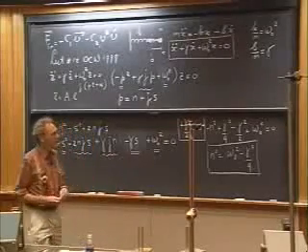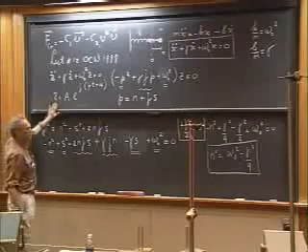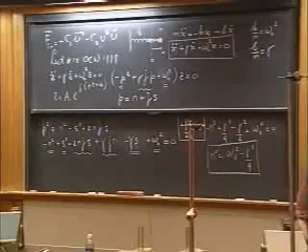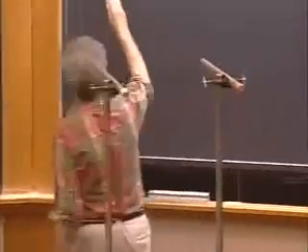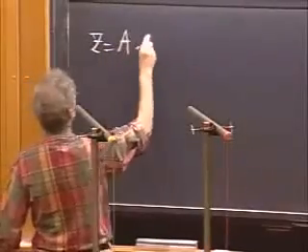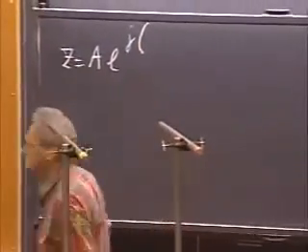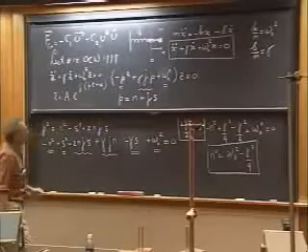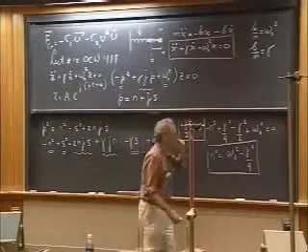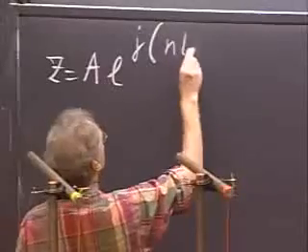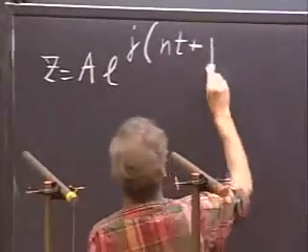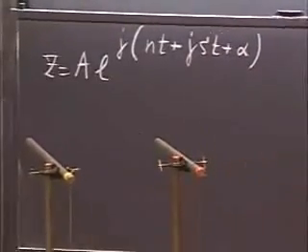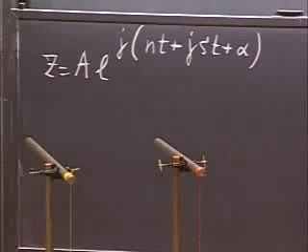And so now I can go back to my trial function, and I can substitute the values that we have found in that complex function. So we get z equals a times e to the power j. And now we have to put in pt plus alpha. But p is n plus js. So nt plus jst plus alpha. Yeah, I go slowly, I don't skip too many steps.